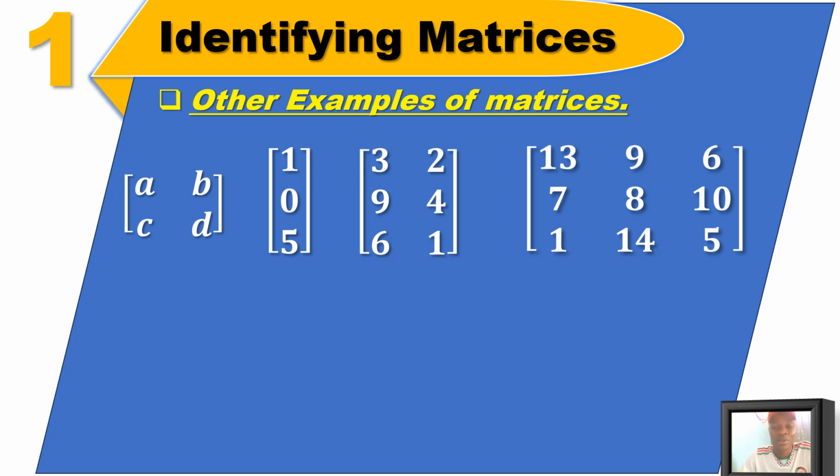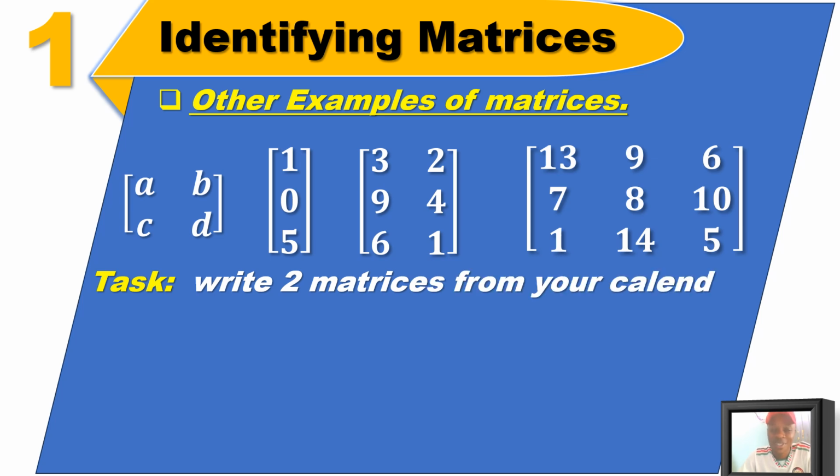Remember that it's not about positive numbers alone. You can even have fractions, negative numbers, and letters mixed with numbers. As long as they form that array or arrangement, that becomes a matrix. Are we okay? Fine. So I want you to try that. It's actually very easy.